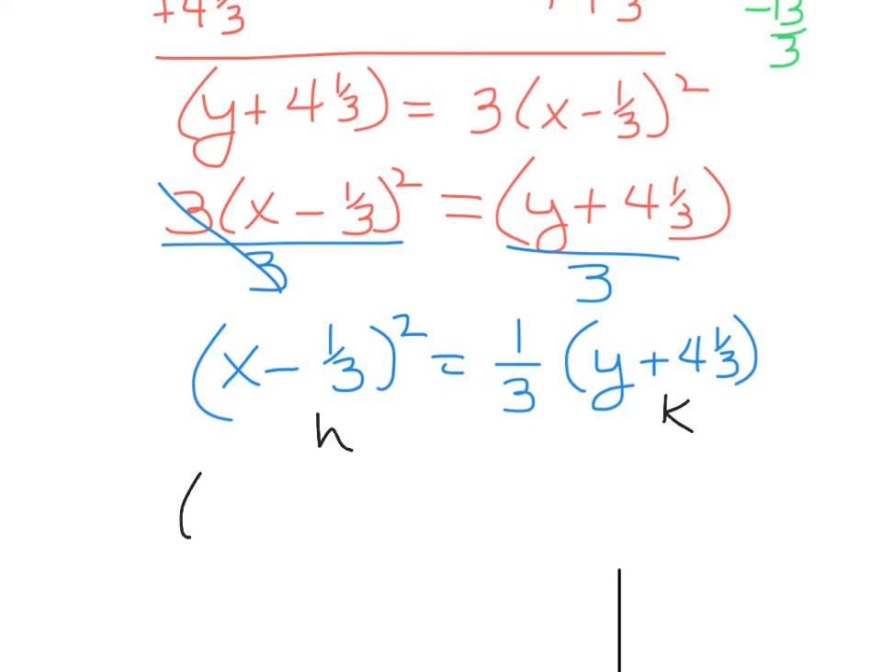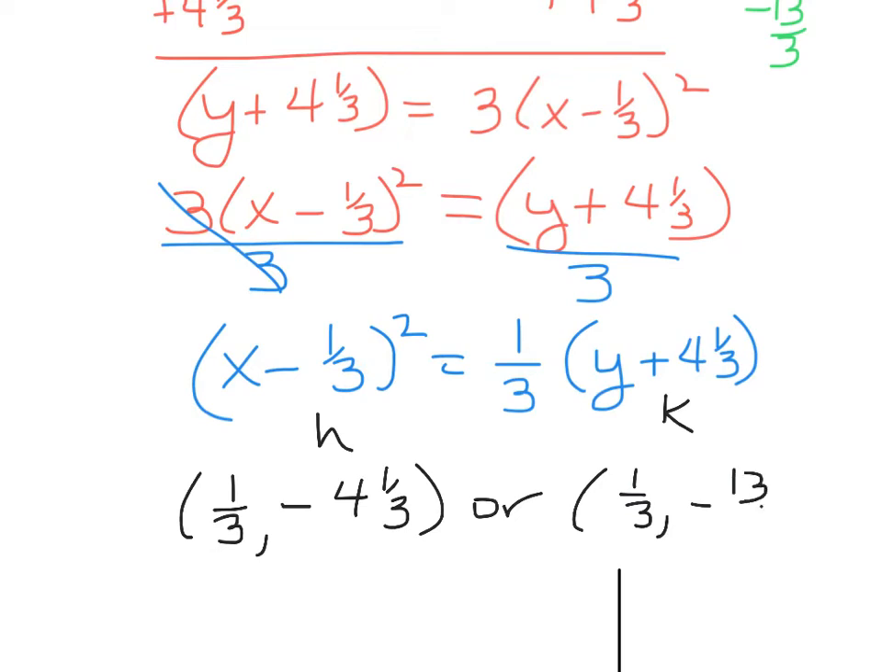So my vertex is located at 1/3, and then -4 1/3, opposite. If you'd rather write it as an improper fraction, it would be 13/3. Either way you could write it. Since we're graphing this, it's probably easier to work with it as a mixed number.